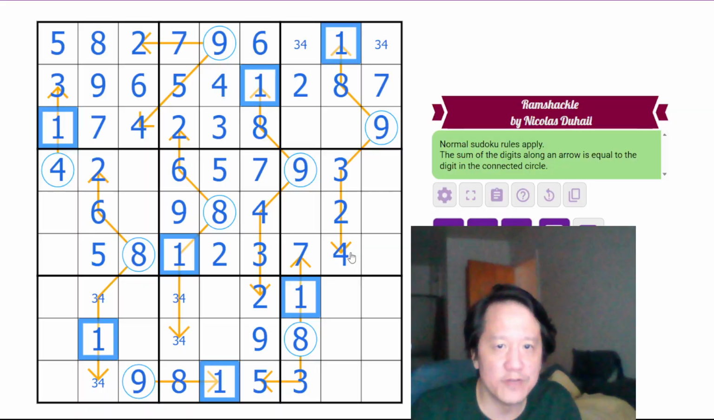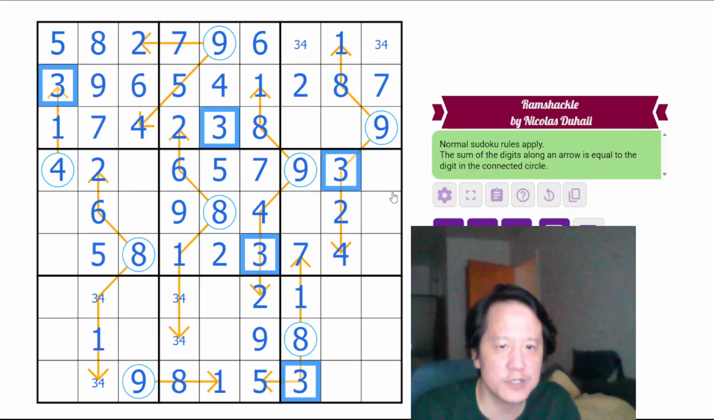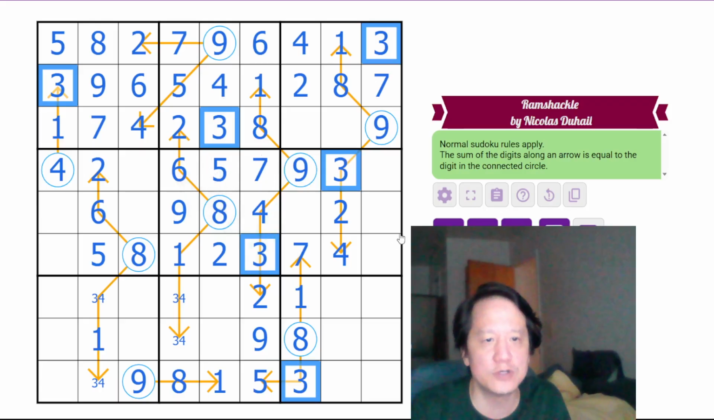One, we don't have enough information on. Two, we don't have enough information. 3 eliminates 3 here, so it's 4 and 3. That's 3 in the corner. We celebrate because we're getting close to solving this.